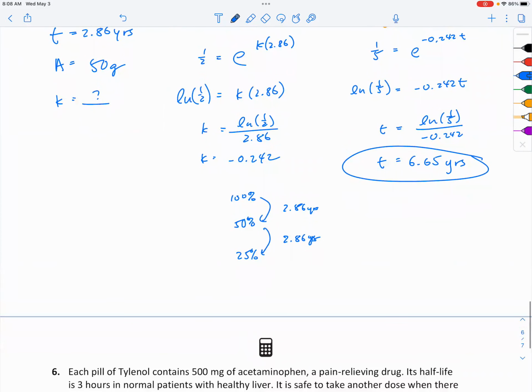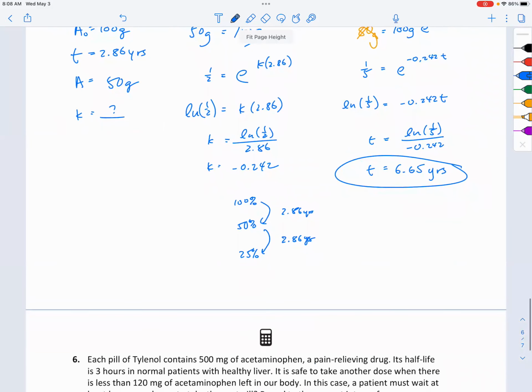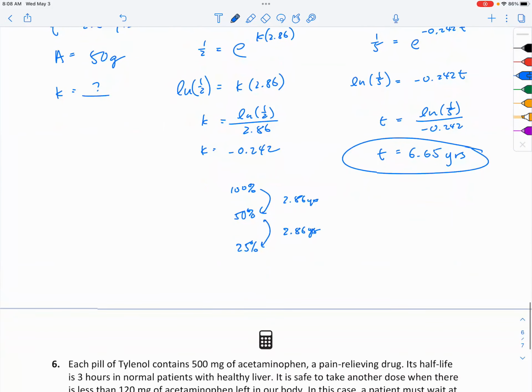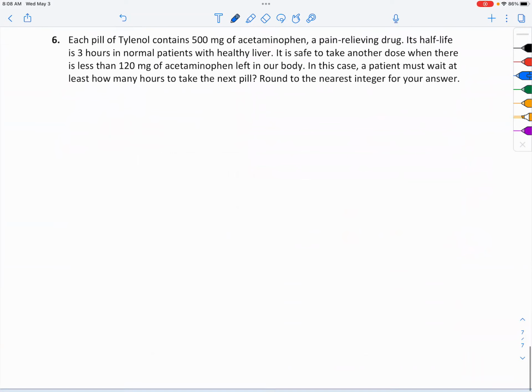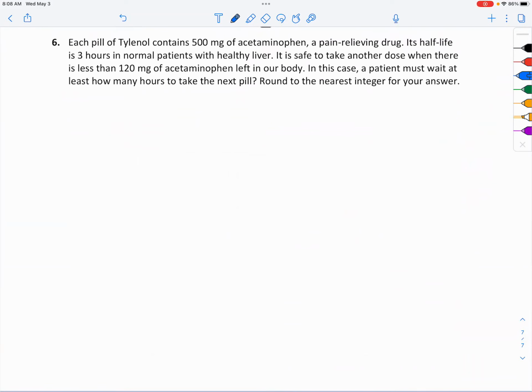Okay. So that's the calculation on half-life with the radioactive chemicals. And the next one is about drugs. Now, on all these drugs, all these medicines and pills, they always tell you how much time it takes, how many hours you have to wait to take it.